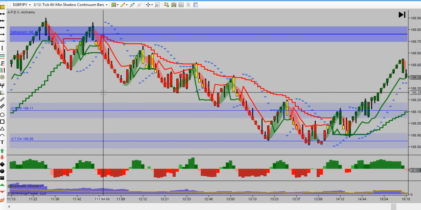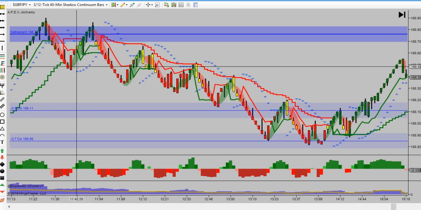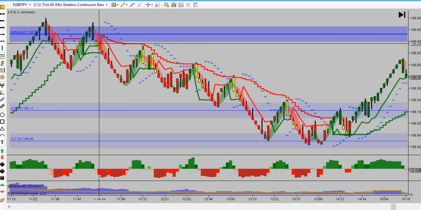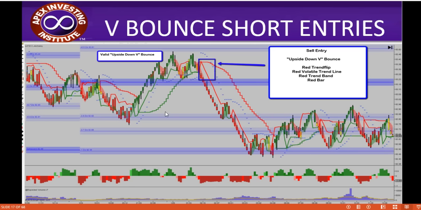The first thing we're looking for in an entry is that crossover X. Cross over for a sell, cross from underneath for a buy. But if it crosses the opposite way but makes a quick V bounce, it's still considered a valid entry. It's called a V bounce, but it's considered a valid X. All right, and then again, what's happening? It makes that V bounce. We have a red trend flip, a red volatile trend line, red trend bands, and a red bar. So that would be a valid entry.